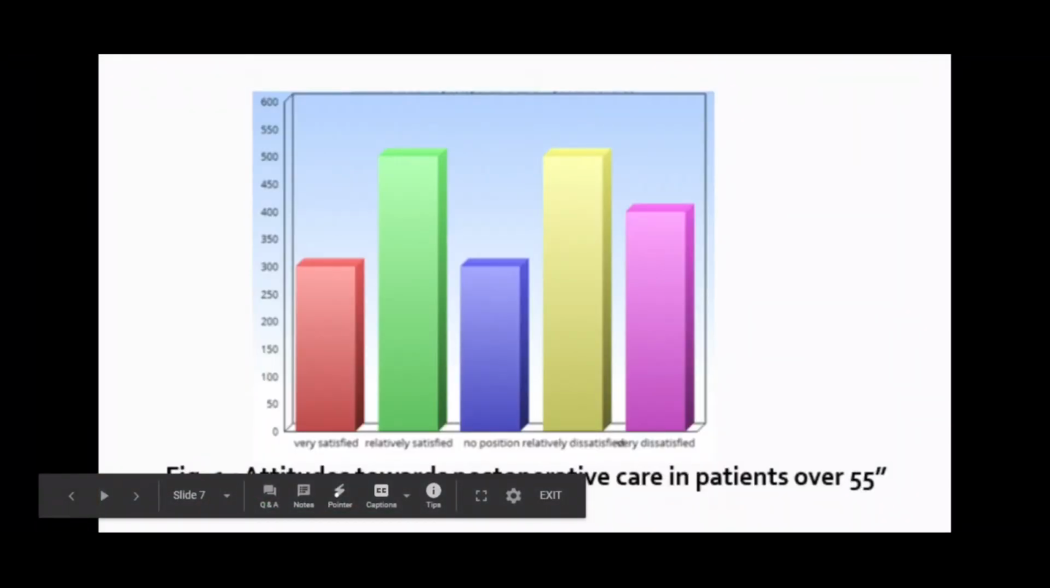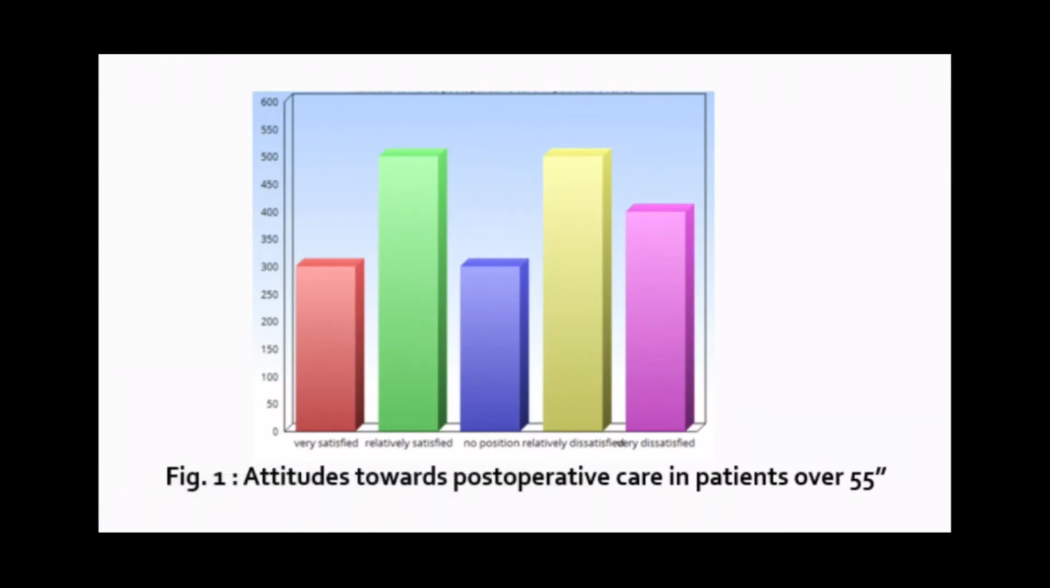Let's look at an example. Your research question is based on a survey: what do hospital patients over age 55 think about post-operative care? This can actually be presented as a heading within your paper, though it might be presented as a statement rather than a question, like Figure 1: Attitudes towards postoperative care in patients over the age of 55.